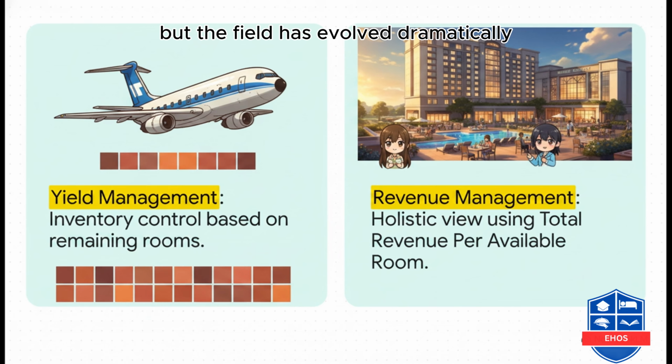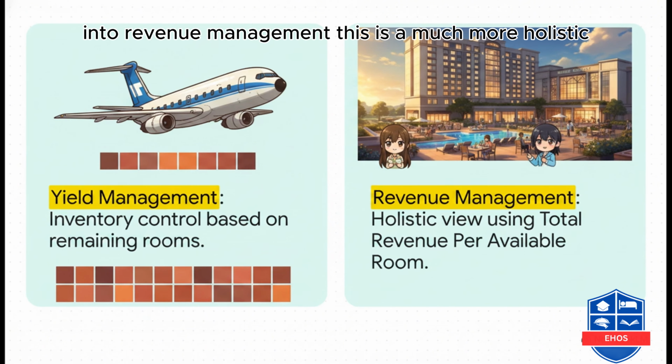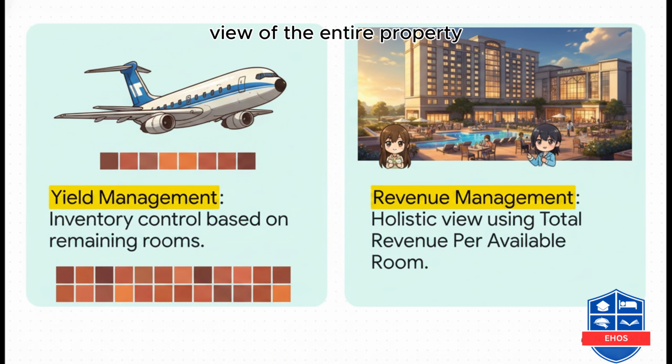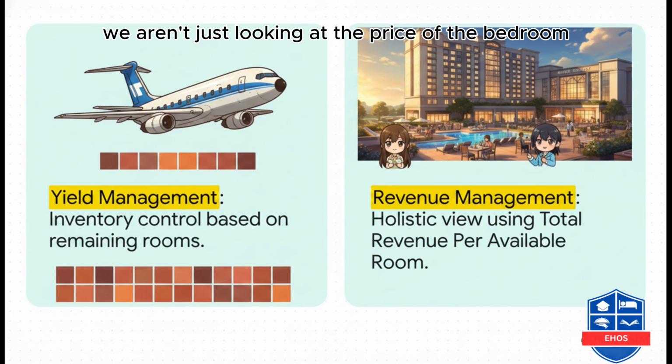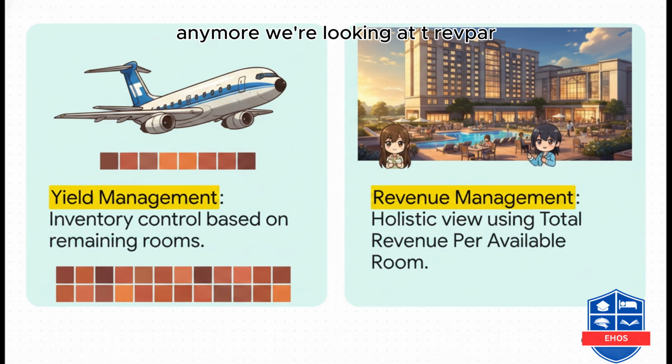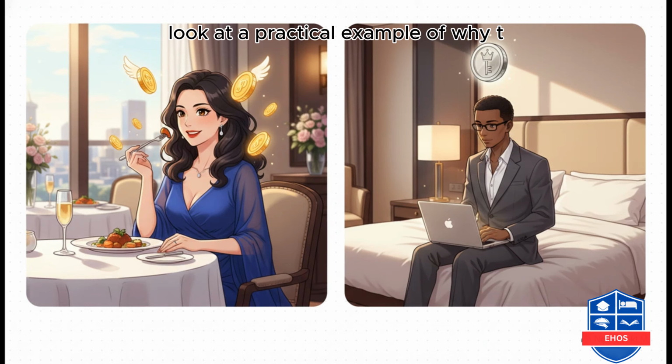But the field has evolved dramatically into revenue management. This is a much more holistic view of the entire property. We aren't just looking at the price of the bedroom anymore. We're looking at TRevPAR, or total revenue per available room. This factors in the restaurants, the spa services, the conference facilities, the whole shebang. Let's look at a practical example of why TRevPAR is a real game changer.